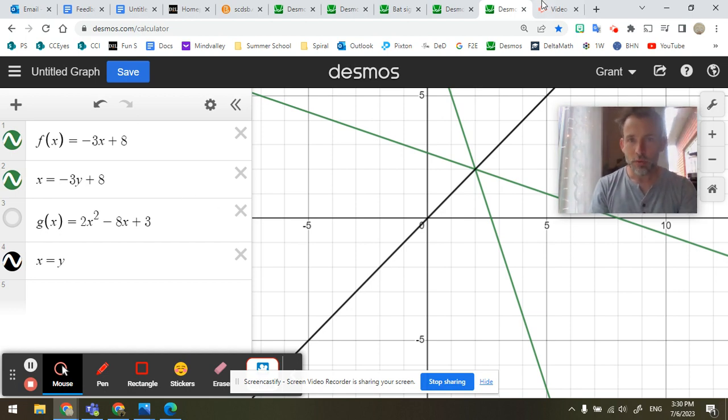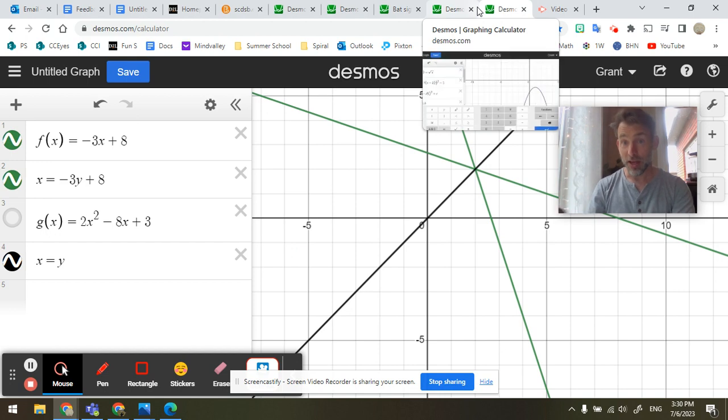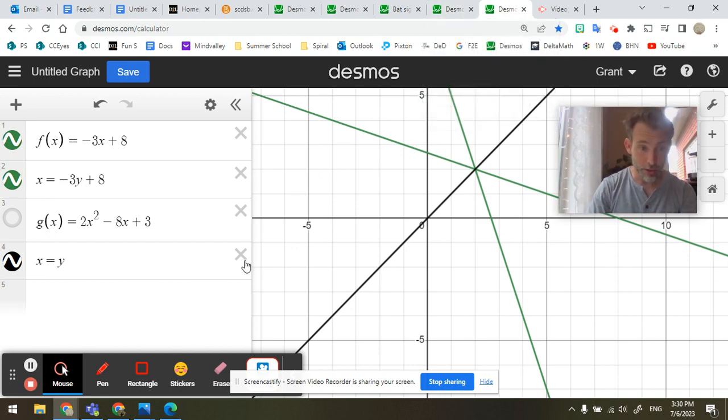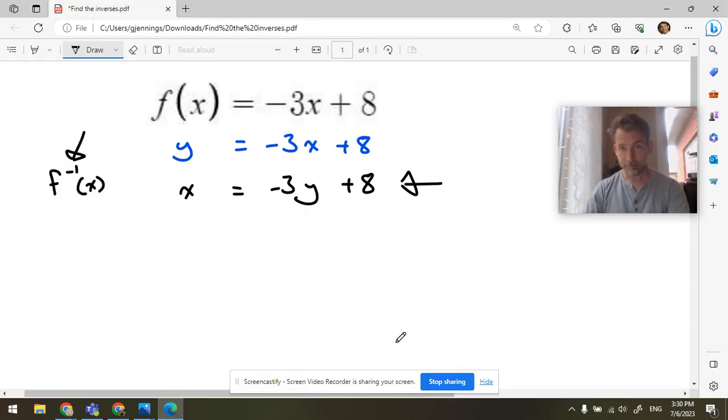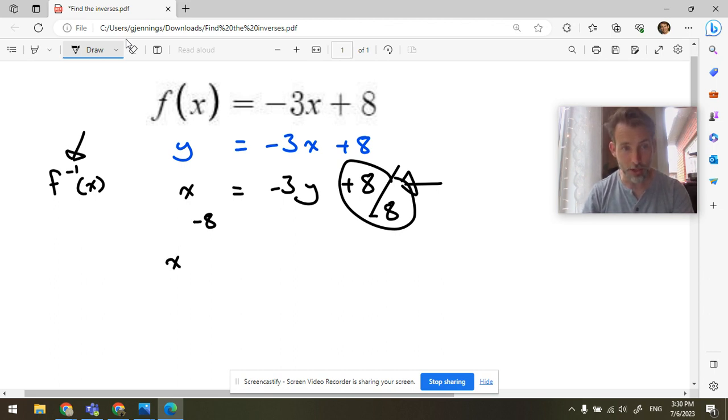But we're not done because we want to express this as f inverse of x. So we need to solve for y. So let's go ahead and do that algebraically. First thing I'm going to do is I say I want to isolate y. That's my goal. So I'm going to subtract 8 from both sides. That will cancel these two because 8 minus 8 is 0. And so now I have the equation x minus 8 is equal to -3y. Cool. Y has one less dance partner.